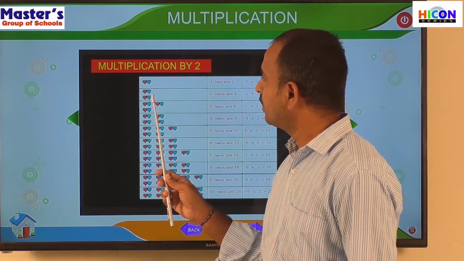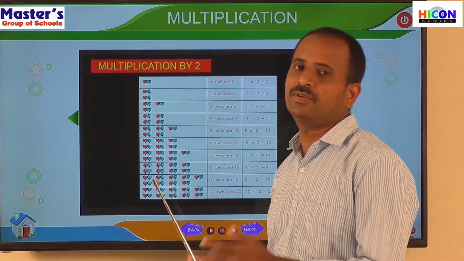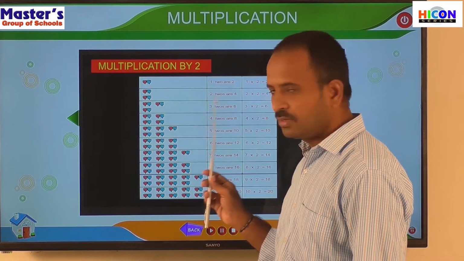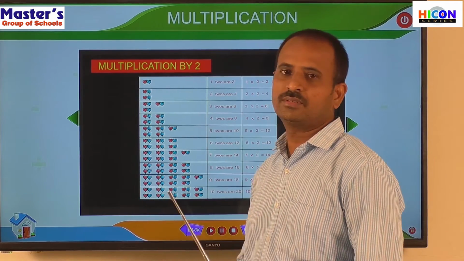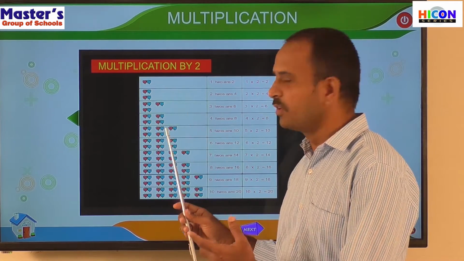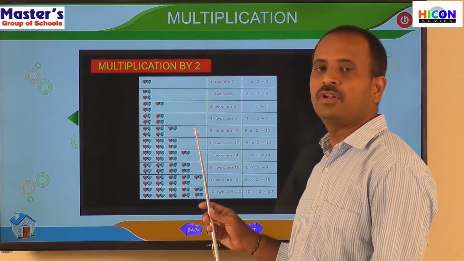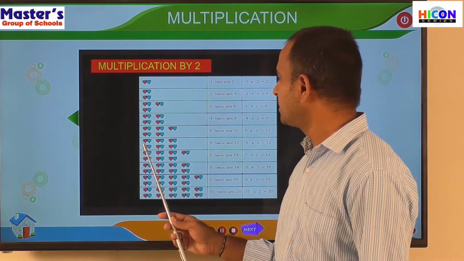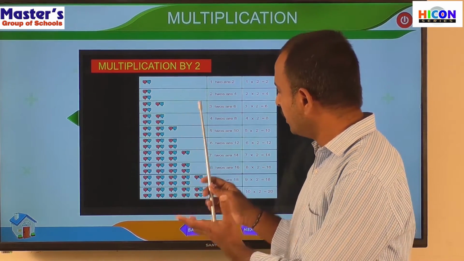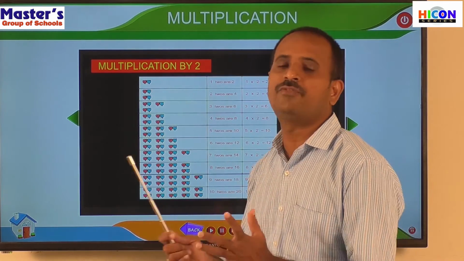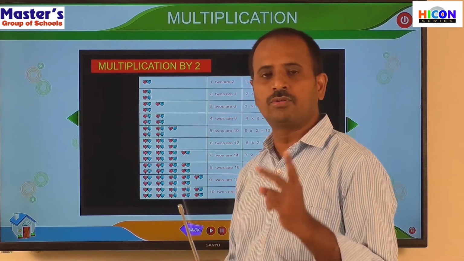Whereas in the second row there are 2 groups of flowers. That means 2 sets of flowers. In the third row we are observing 3 sets of flowers. In each set there are 2 flowers. In the fourth row we are observing 4 sets of flowers, and in each set there are 2 flowers. In the fifth row we are observing 5 sets of flowers. In the sixth row we are observing 6 sets of flowers. So in this way, in each row they have given some sets of flowers, and in each set how many flowers are there? So children, in each set there are 2 flowers.